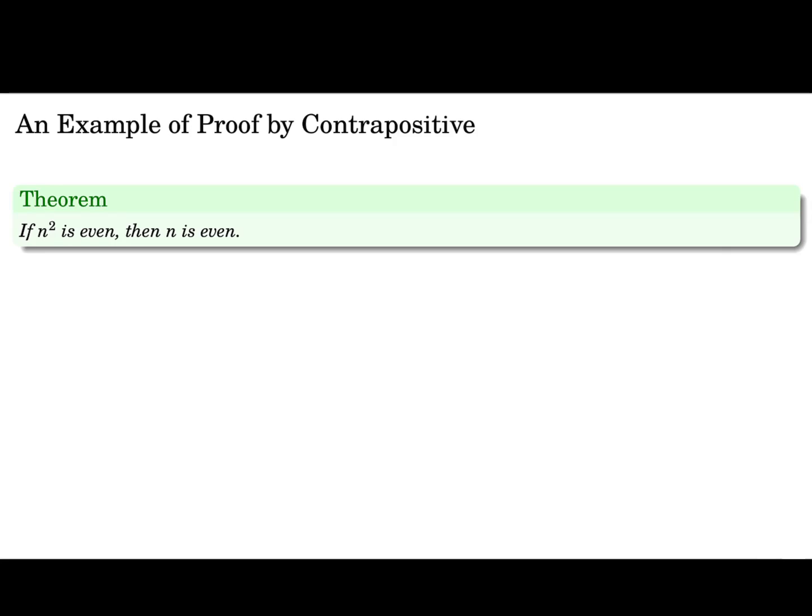We now prove an example using the contrapositive. So let's consider this statement here. We want to show that if n squared is even, then n is even. Now, the idea here is that if you try to do a direct proof, you start with n squared being even. It might be hard to deal with the square.